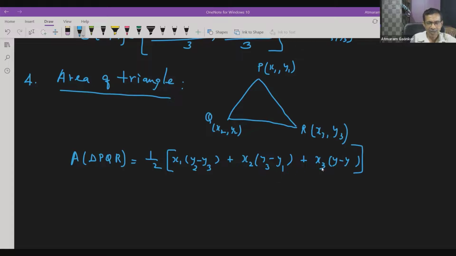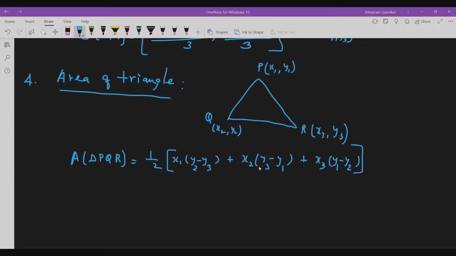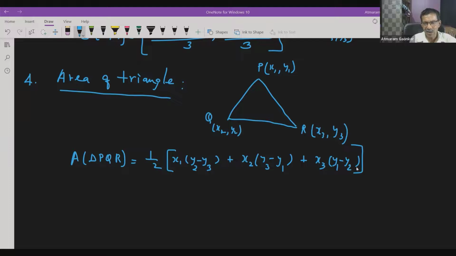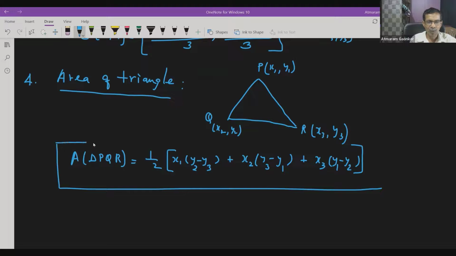Then you start with 3, then you go to 1, go to 2. This is how you have to write the formula. I will repeat. It is half into x1 into some bracket plus x2 into some bracket plus x3 into some bracket, and in the bracket you write y minus y, y minus y, y minus y. This starts with 1 here, then goes to 2, then 3. Here it starts with 2, then 3, then 1. Start with 3, then 1, then 2. This is how you have to remember this formula for area of triangle. And this is the final formula.